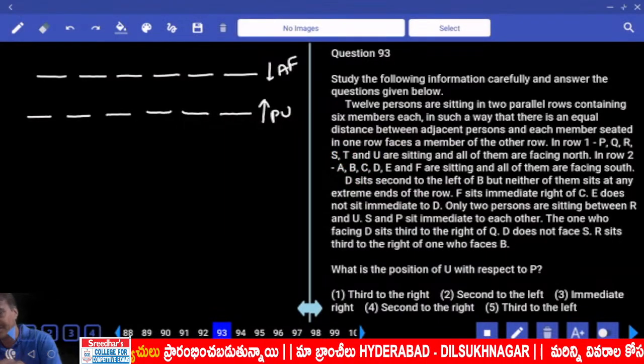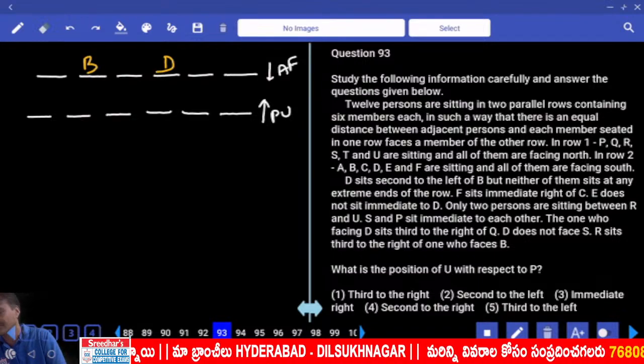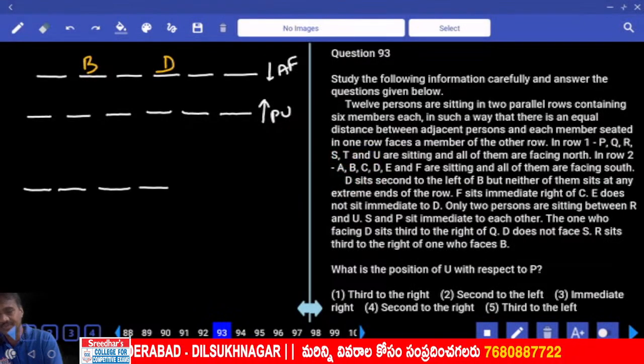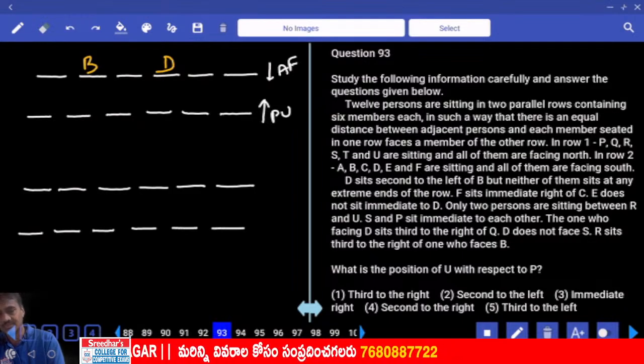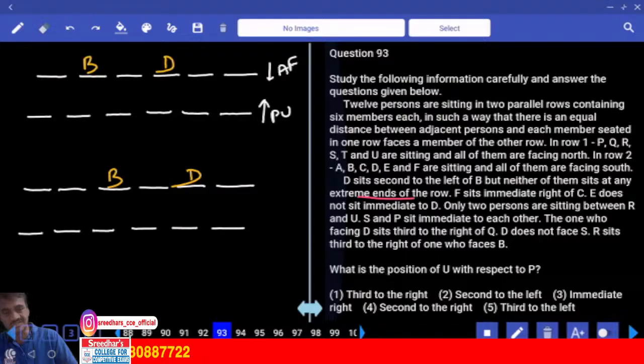Left of B. D is seated second to the left of B. None of these two persons are at the extreme ends. Now this is the first possibility. Then what is the next one we have? Now B can be third from the left extreme. The next one, now B is here and D is at this place. D sits second to the left of B, but neither of them sits at the extreme end.